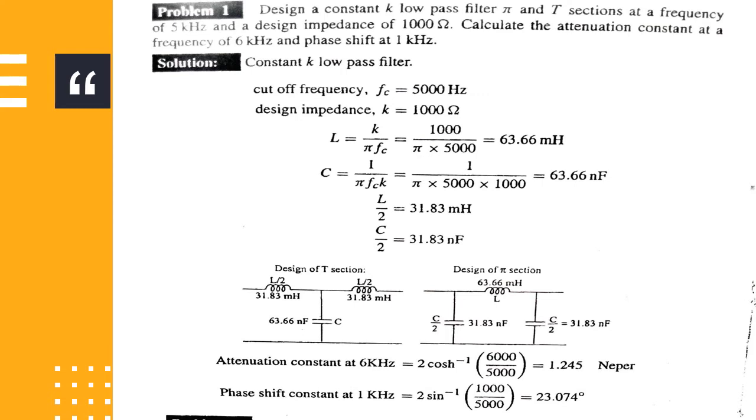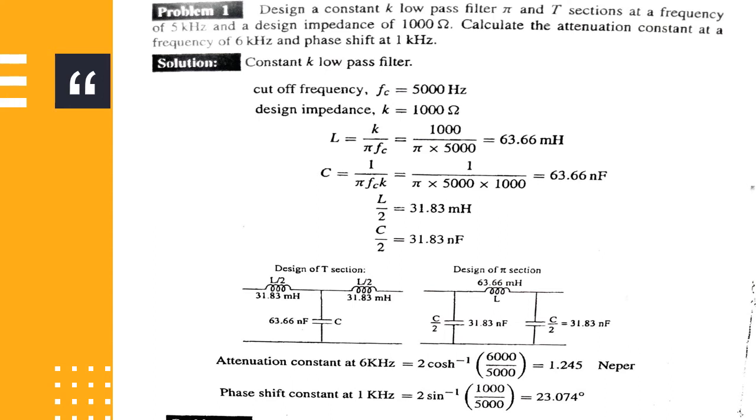So here L by 2, L by 2 are the series arm, and the capacitor is a shunt arm, whereas L is the series arm in the pi, and the C by 2 are the shunt in the pi section. So we need to calculate L by 2, we need to calculate C by 2. The given is the cutoff frequency of 5000 hertz, design impedance is 1000 ohm. L equals K by pi into FC, just because of the low pass and the constant K. So with the K value, pi value, and the FC value, you will get 63.66 millihenry.